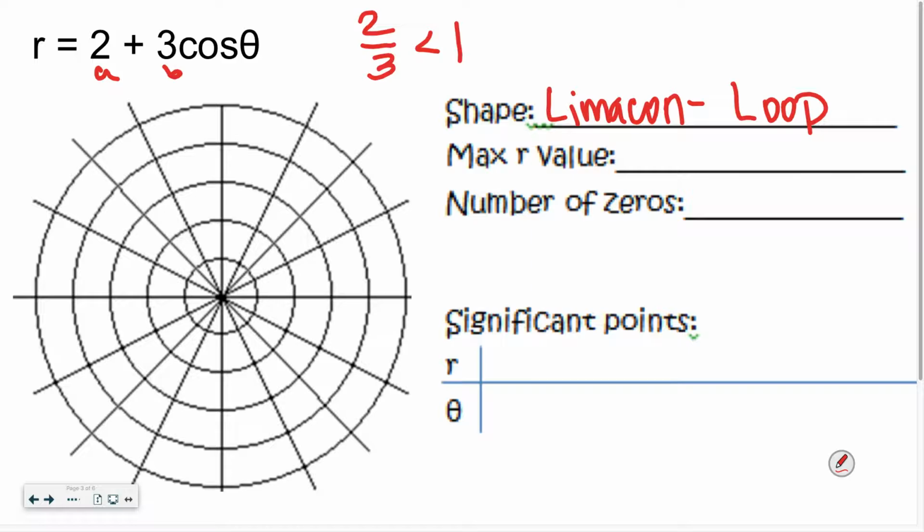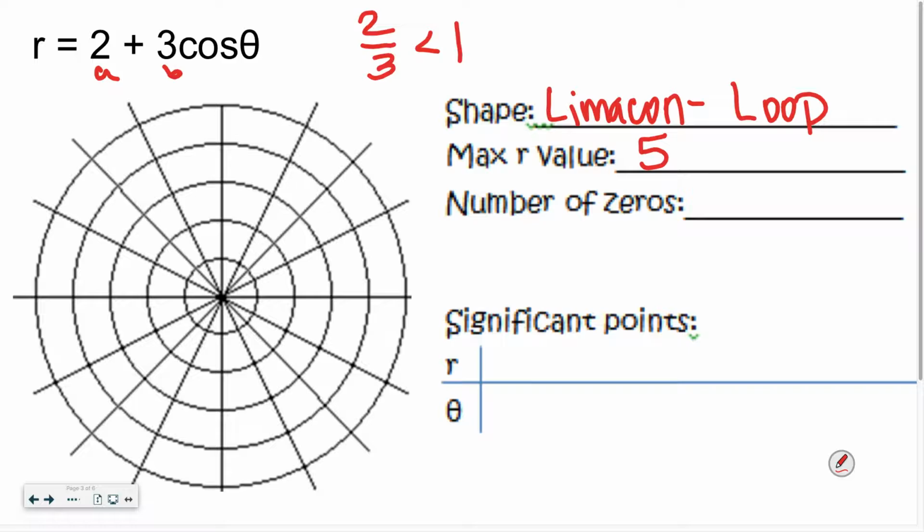The direction that a majority of this loop limacon is going to be would be what, Monique? To the right. We have plus in between A and B with a cosine. Cosine's telling us left or right. That positive is going to choose the right. The max R value I told you would be A plus B. Well, what is that? 5. We'll come back to the number of zeros after we plug in our significant points.